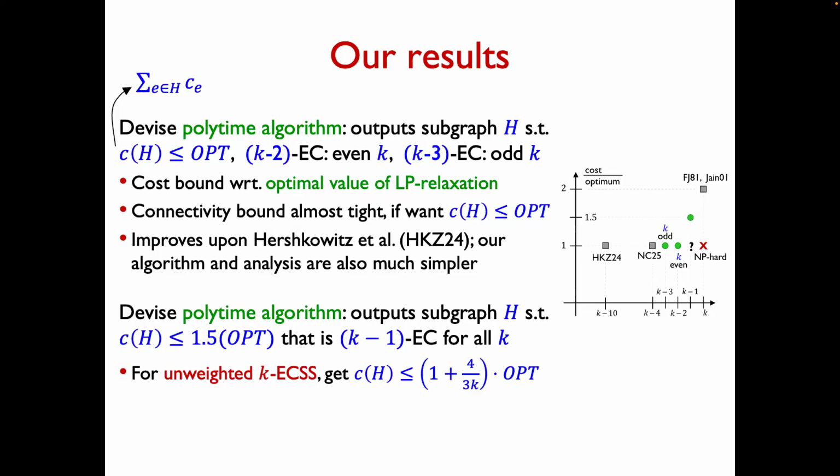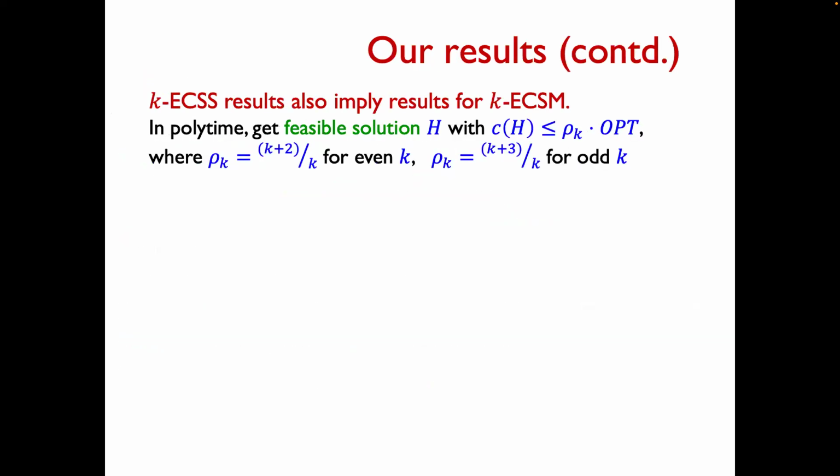These results for k-edge connected spanning subgraph also imply some results for the spanning multigraph problem, where we are allowed to buy multiple copies of an edge. There one can get a feasible solution, but the cost is slightly larger than opt. It's either 1 plus 2 by k times opt or 1 plus 3 by k times opt, depending on whether k is even or odd. And that's just a very simple argument, so let me show it here.